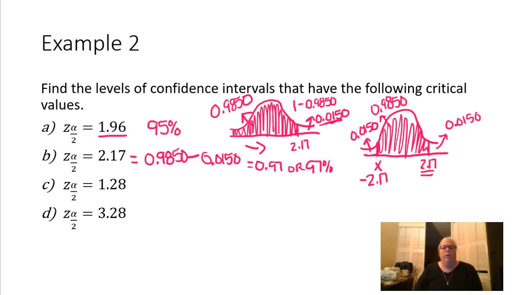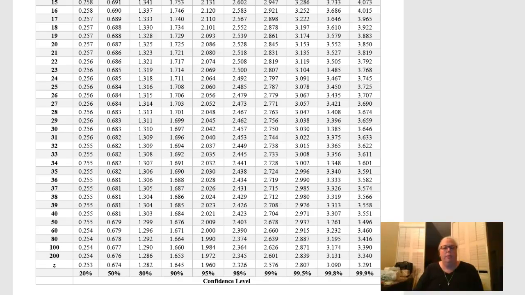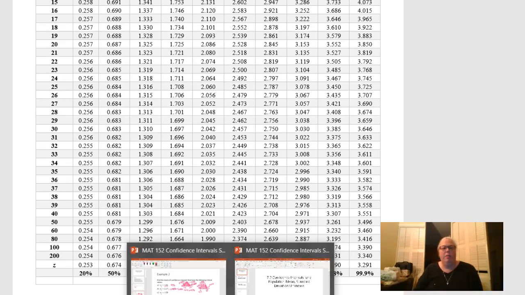Okay, for C, we have z sub alpha over 2. This is 1.28. And once again, we can pull up table A3 and look down there along the z line. And there we go, 1.282. And that looks like that one's going to go with 80%.